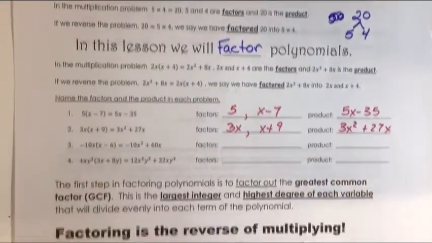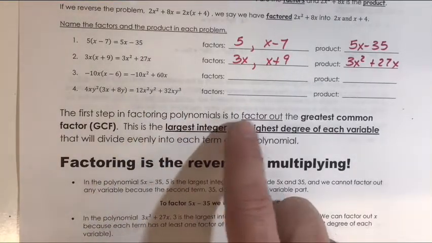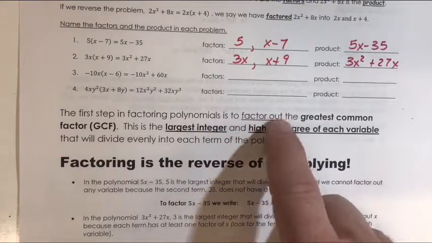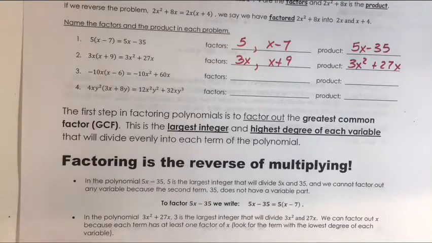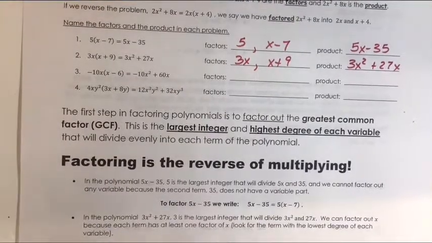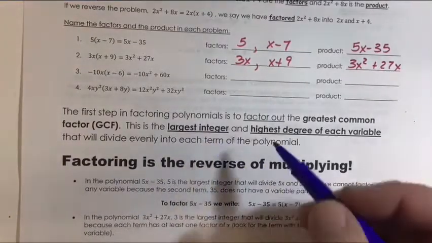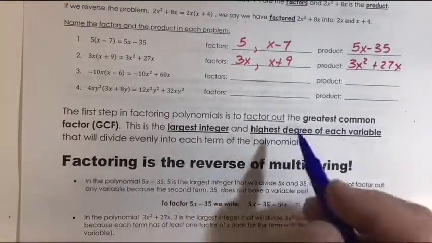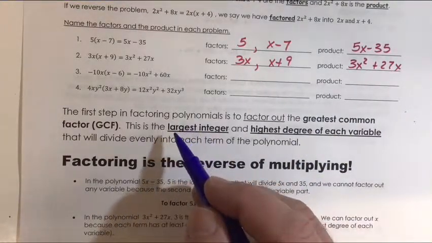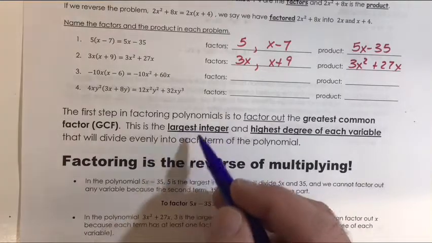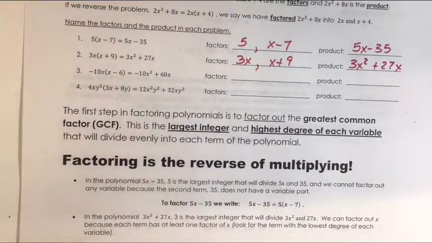Well, what we're going to do today, we're going to skip over examples 3 and 4 here. We're going to look at factoring polynomials, and to do that, we're going to first factor out what we call the greatest common factor, GCF. And you might remember doing that in previous math classes. The greatest common factor is the largest integer and the highest degree of each of the variables. This is the part that's going to be a little new and confusing. But if I just dealt with numbers, the greatest common factor would be just the largest integer that divides evenly into each of those terms.